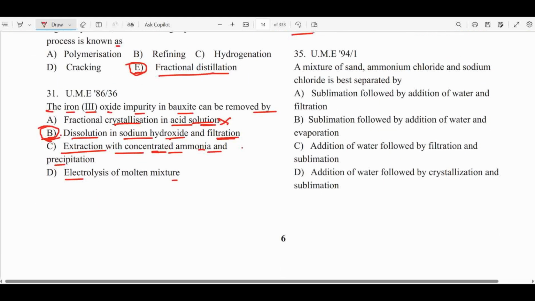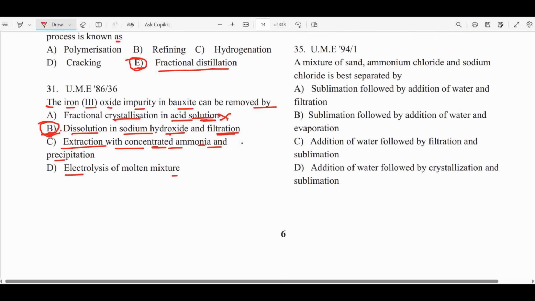Question 35. A mixture of sand, ammonium chloride, and sodium chloride is best separated by. Now this is becoming another repeated question. Sometimes it becomes boring when questions are repeated over and over.